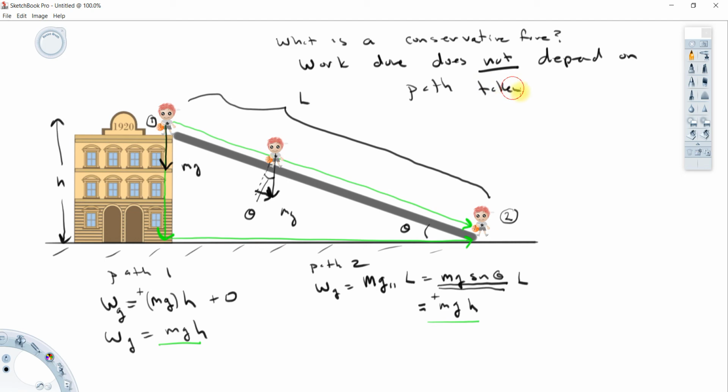Now, the gravitational force is typically the first force you learn about in a standard physics class. That is a conservative force. Other common ones, the spring force. So if I were to take a spring, which has some sort of natural length to it, and stretch it out, apply a force so that the spring stretches. It turns out the spring force is an example of a conservative force, but I'll save that for another video.